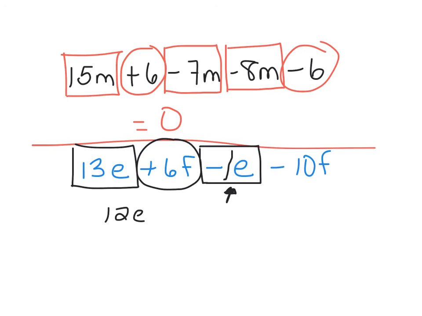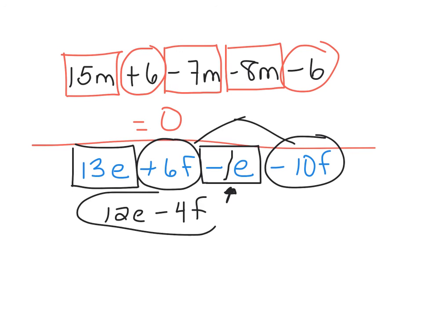We have a positive 6f, and we're subtracting 10. Again, our circles are telling us what to type in the calculator. We ignore the f. So what is positive 6 minus 10? That will give us a negative 4. And again, we plop that f down at the end. I know I'm done because I have an e term and an f term, and they cannot subtract.